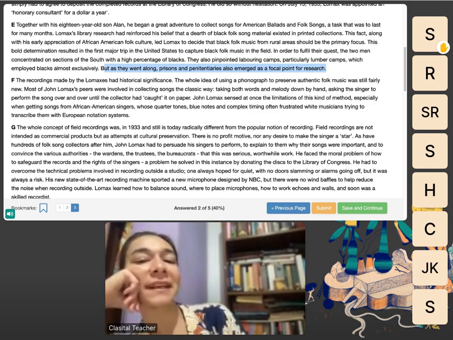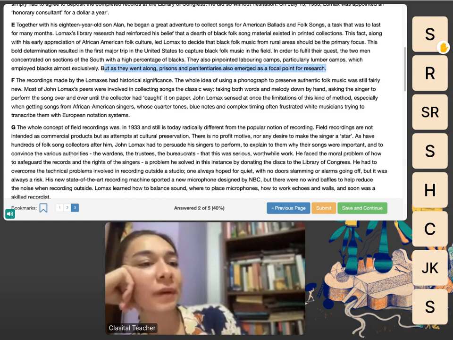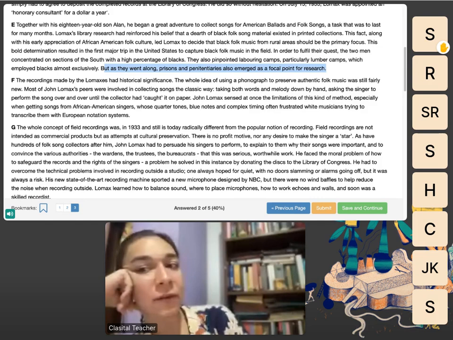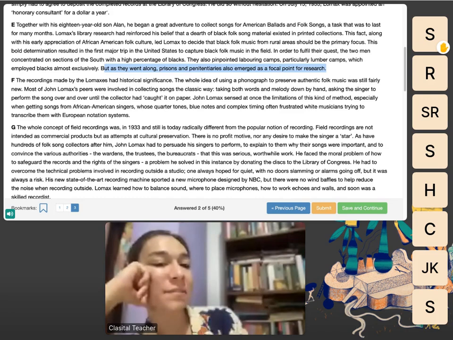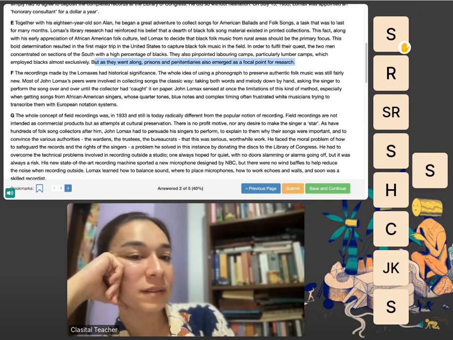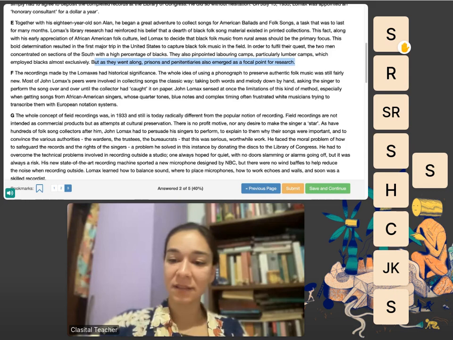It says, the two men concentrated on the sections of the South with a high percentage of blacks. They also pinpointed labor camps, particularly lumber camps, which employed blacks almost exclusively. But as they went along, so they are continuing, they are adding some things. Prisons and penitentiaries also emerged as a focal point for research. So what do you think, others?